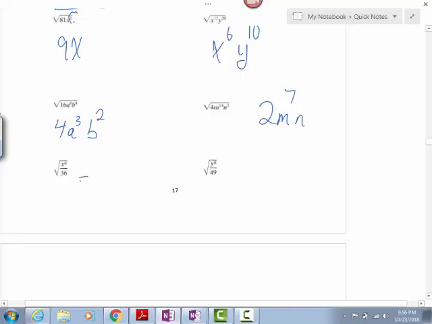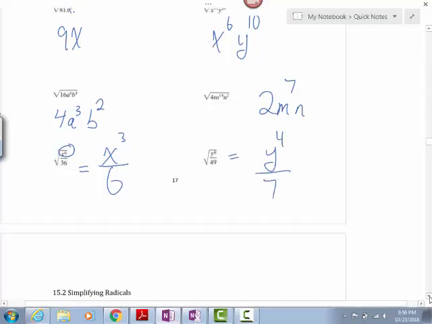Again, I'm just doing this thing here in pieces. x to the 6th. If I take my 6 and divide it by 2, x to the 3rd. 36, the square root is 6. Okay. y to the 8th, the square root would be y to the 4th. And the square root of 49 is just 7. Okay. All right, so that's 15.1.